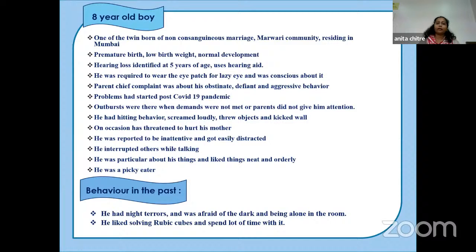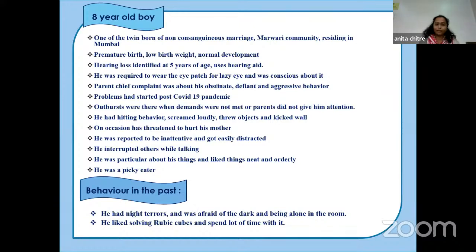So this is about an 8-year-old boy who is one of twins born to a non-consanguineous marriage. Premature birth, low birth weight, post-birth ICU admission was there, normal development. He had hearing loss and is using a hearing aid. He was required to wear an eye patch for the lazy eye, and that was one of the things he was self-conscious about. Parents' chief complaints were mainly about his obstinate, defiant, and aggressive behavior, which started post-COVID-19 pandemic.